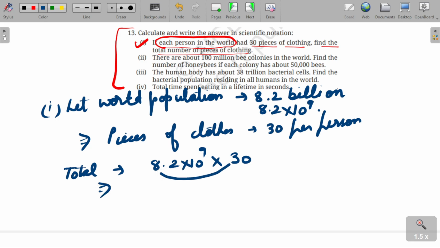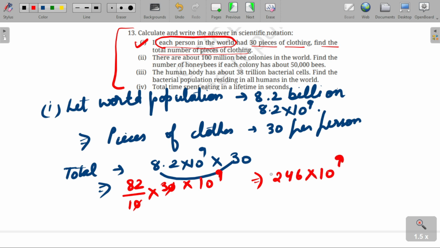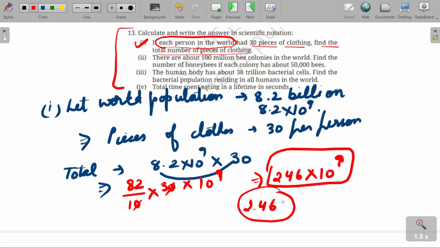Let's simplify it first. We will multiply 8.2 into 30. For this, you can convert it into a fraction and then multiply, which will be easy. Cancelling each other, 82 into 3 is 246 into 10 raised to power 9. Now I have already told you how to convert this into scientific notation. The first term should be less than 10 and greater than or equal to 1. So it is 2.46 into 10 raised to power 11. This is the scientific notation of the first part.